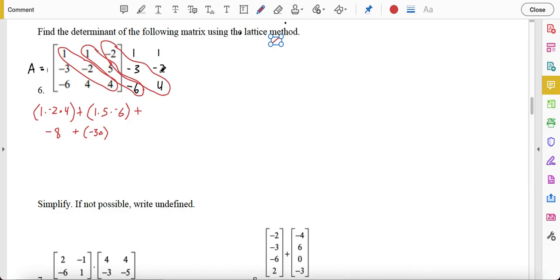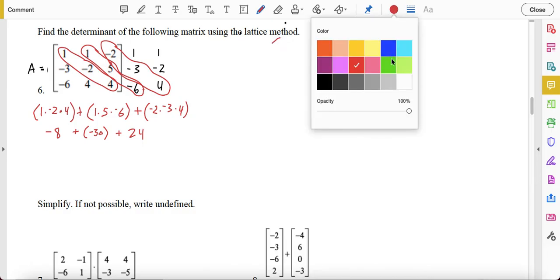Then we add the last one, -2 times -3 times 4. That's +6 times 4, which is 24. Plus 24. So those are the sums of the positive ones.